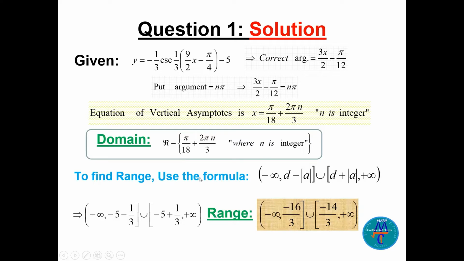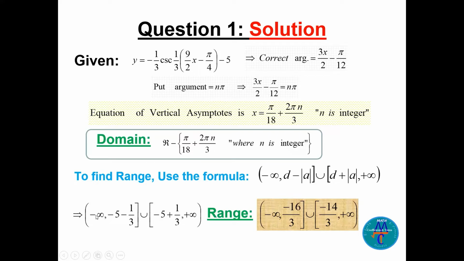Now, to find the range, we can use the formula. This is for the cosecant function and the secant function with shifting. Minus infinity to d minus absolute value of a, union d plus absolute value of a to infinity. Now, d is the shifting up or down, so it is minus 5 in our case here. And a is the coefficient of the function, which is minus 1 over 3. So the absolute value of minus 1 over 3 becomes 1 over 3.